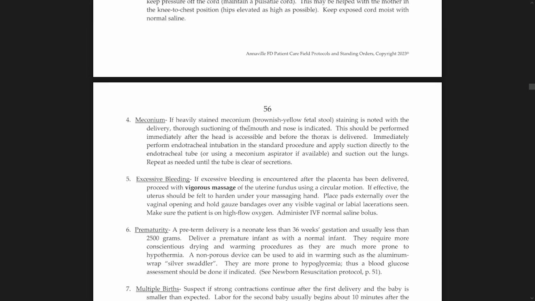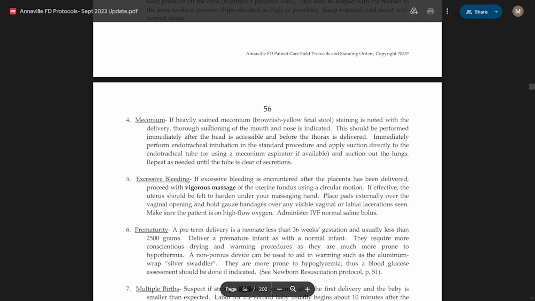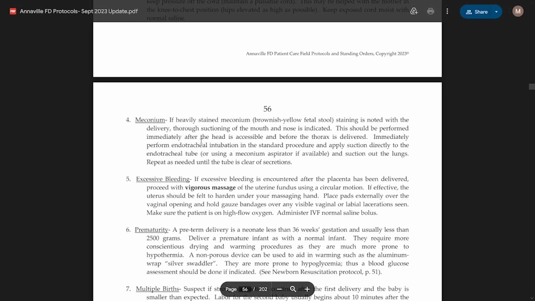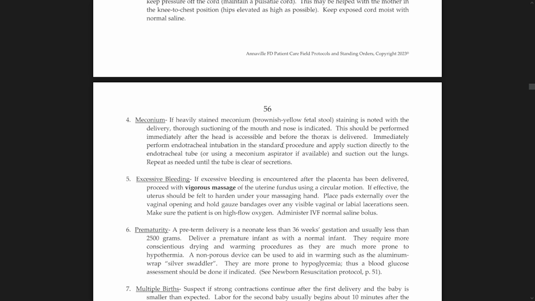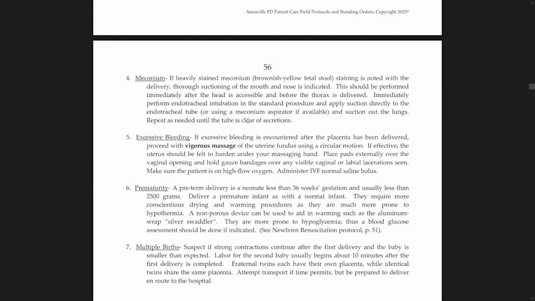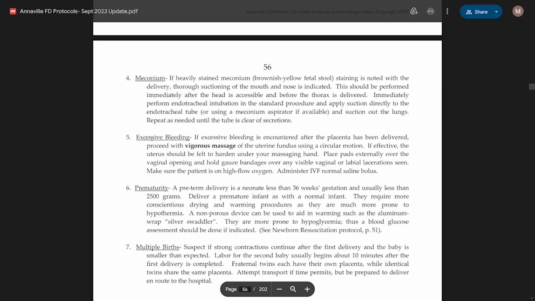Meconium. If heavy staining with brownish yellow fetal stool is noted with the delivery, perform suctioning of the mouth and then the nose as indicated. This should be performed immediately after the head is accessible and before the thorax is delivered. Immediately perform endotracheal intubation in the standard procedure and apply suction directly to the endotracheal tube to suction out the lungs if we're concerned about meconium. Repeat as needed until the tube is cleared of secretions.